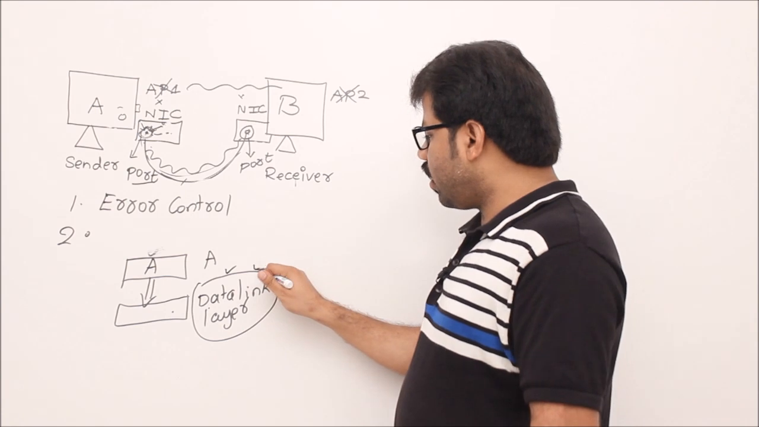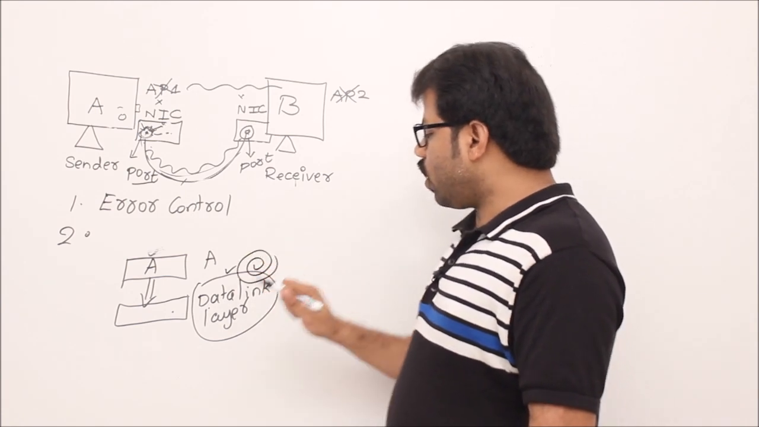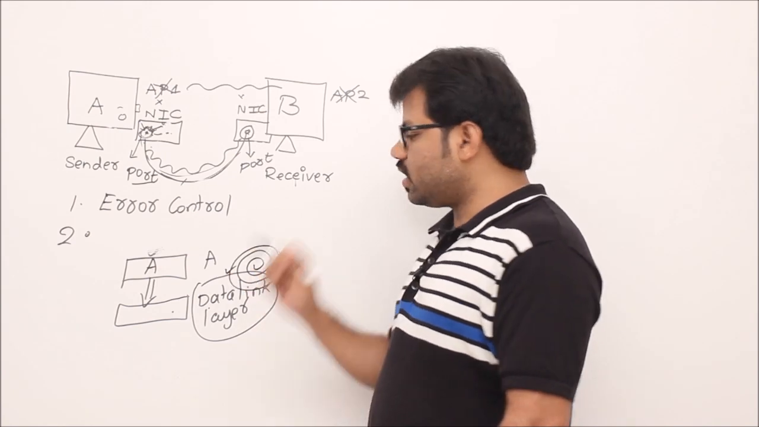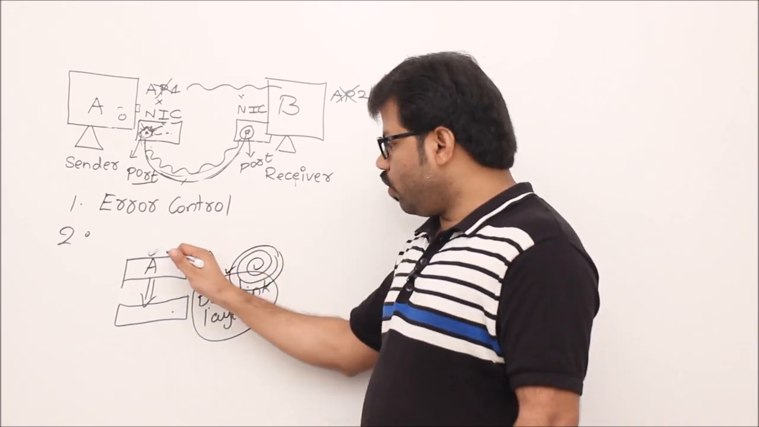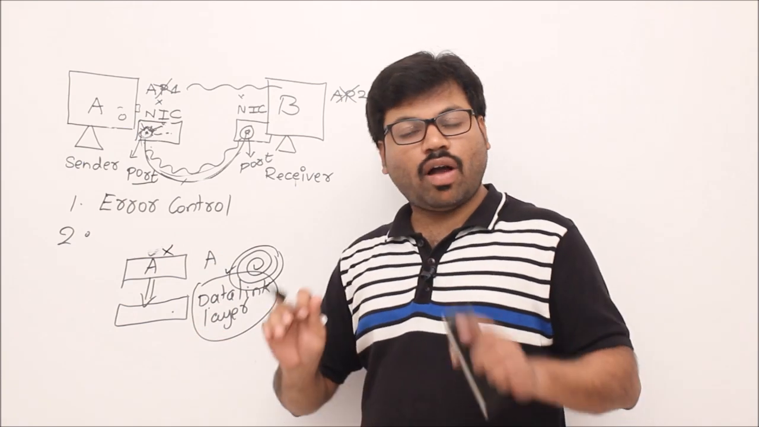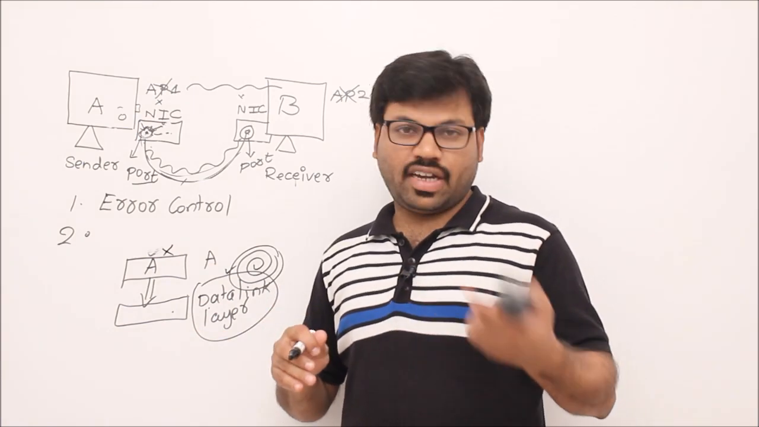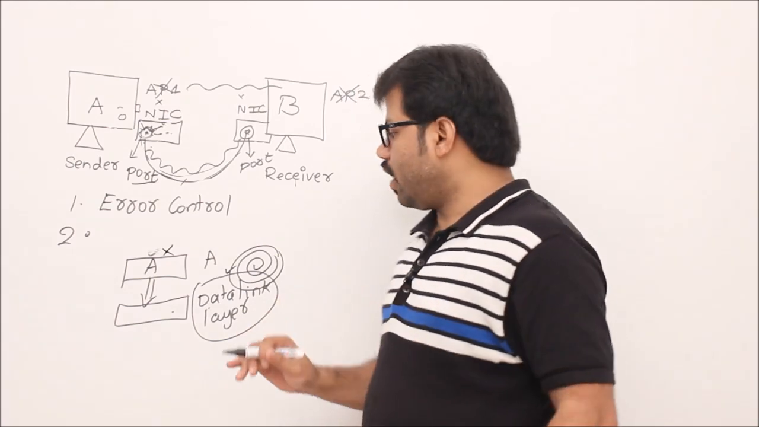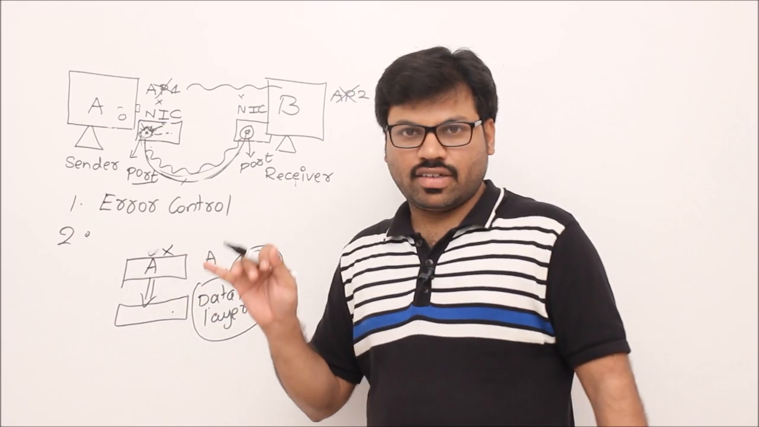So we will see what are the things we have to do. We focus now on how this NIC card, otherwise data link layer, is going to achieve it. So we don't worry about this application layer, how application layer is going to create a message, what is the syntax of it, we will see that later. Now we are focusing on data link layer.